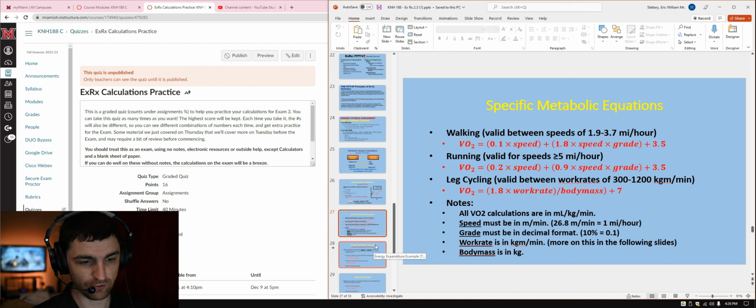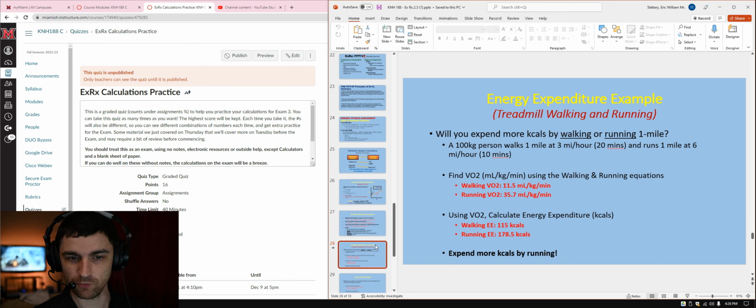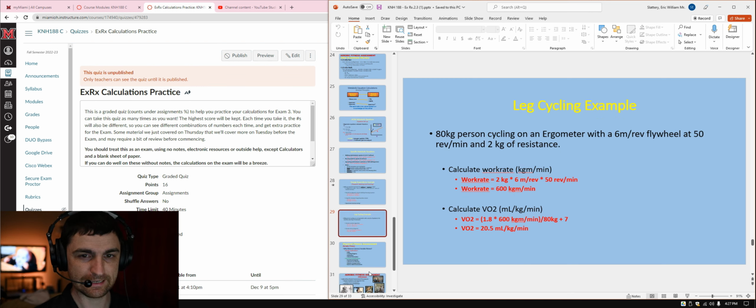We went over some problems like this already. We got our energy expenditure for these. We went through starting from walking and running speeds for a 100 kilogram person, calculating VO2, and then also going to energy expenditure. Then we also have one for our leg cycling. So these are your examples and what you'll have to base things off of. You'll need to apply these things when going through.